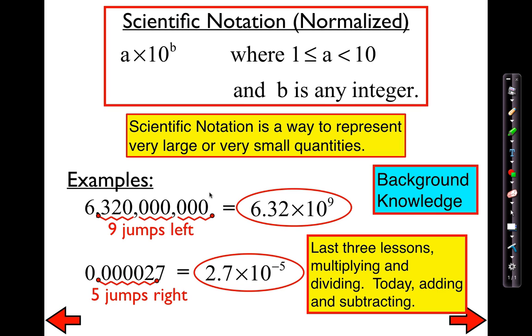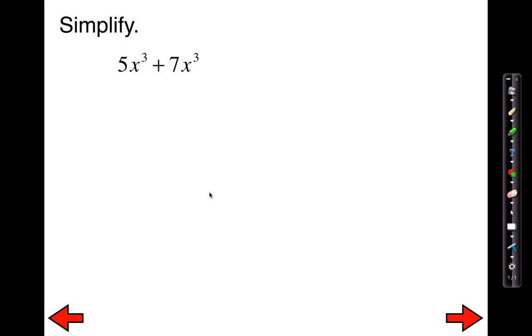Okay, so in the previous lessons, we've worked with multiplying scientific notation. We've worked with dividing. So now we're going to be moving on to adding and subtracting. So let's first go off of things that we do know. If I gave you 5x cubed plus 7x cubed, you would simplify that and say, okay, that is 12x cubed. So notice all we did was combine the coefficients. We didn't combine the x cubed and all of a sudden make it x to the 6th. So keep that in mind. So again, we just combined the coefficients of 5 and 7, but we kept x cubed the same.